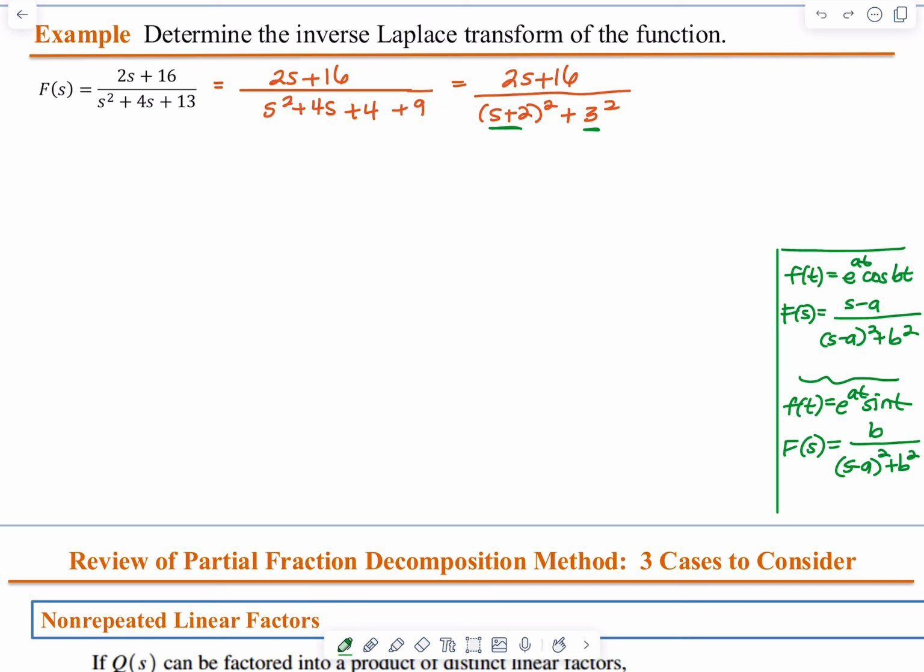So let's go ahead and break apart that numerator. Factoring a 2 out, we can have s plus 2, and then that would give us our 2s plus 4, but we're going to need another 12. And let's go ahead and keep that same denominator.